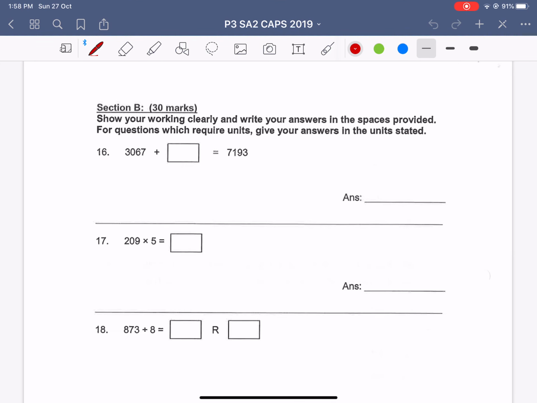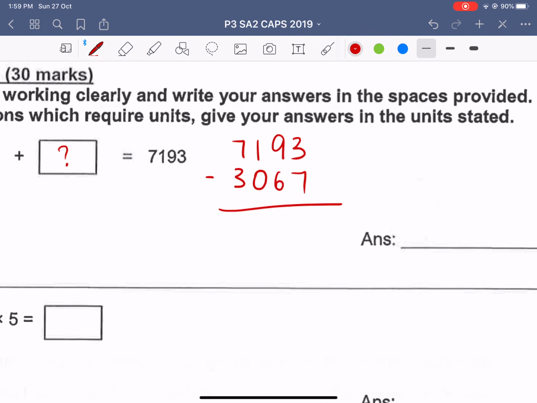Okay, this is part 2 of the video on your SA2 examination paper, and we are going to continue with section B. Now in section B, the first blank is asking for what is this box here. In order to find out what is inside, we will take a subtraction. We take a bigger number, we minus away the smaller number to find out what is the difference.